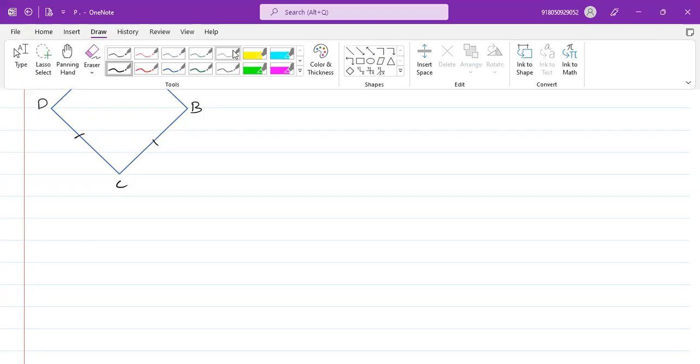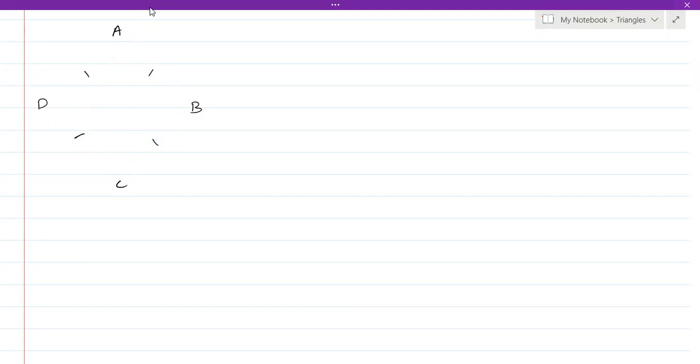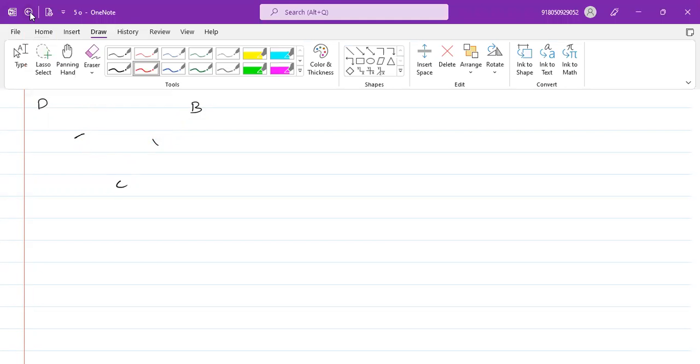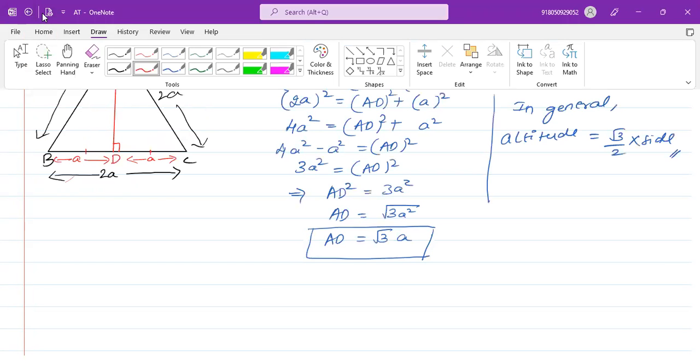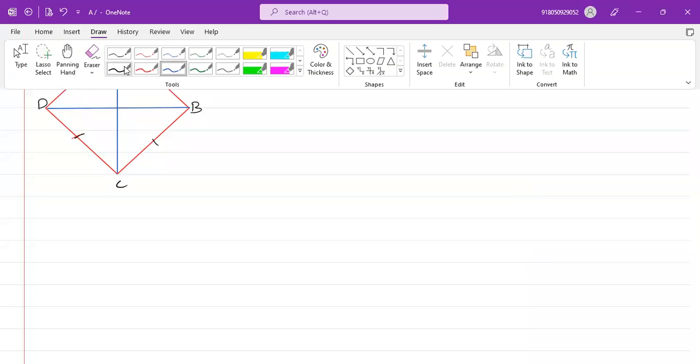And let's draw the diagonals, which is required. So from D to B, I'm sorry. Once again, let me redo it. Just a second. Okay, I've drawn the figure.